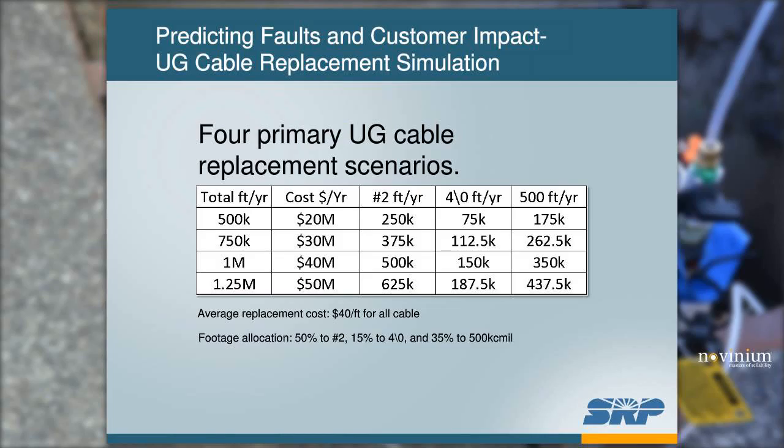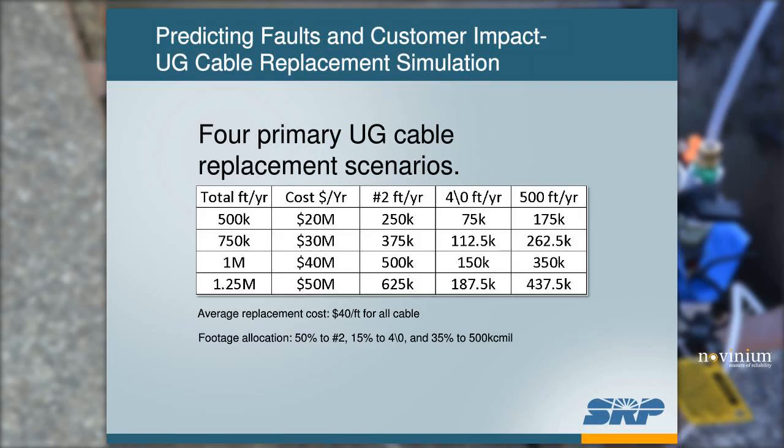Next, let's just look at an example of running the simulation. And what we're going to do here is we're going to look at 4 scenarios. On the left-hand side of this plot, you're going to see a column that has the total footage being replaced. So we're going to replace from 500,000 feet to 1.25 million feet.